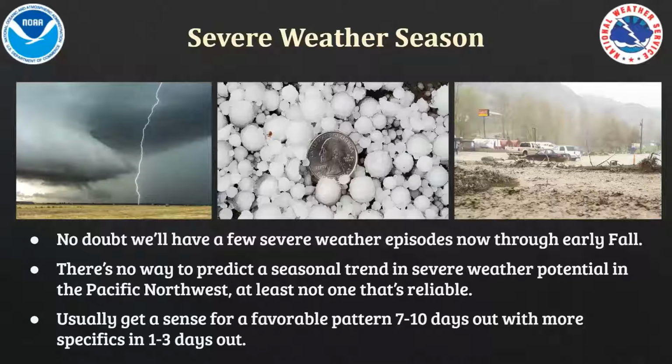Now, our severe weather season usually goes from spring through early fall. There's no way to predict a seasonal trend in severe weather potential in the Pacific Northwest, at least one that's terribly reliable. Usually we can get a sense of a favorable pattern 7 to 10 days out, with more specifics 1 to 3 days out. We're at the very early part of our severe weather season now, but it ramps up as we get into May and June and then through the summer. Next slide, please.